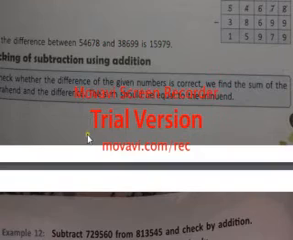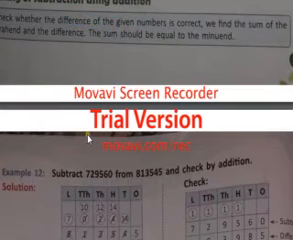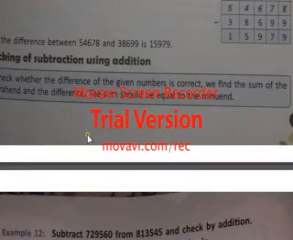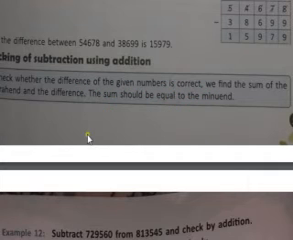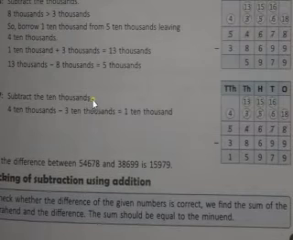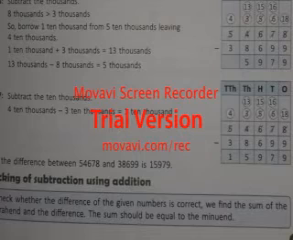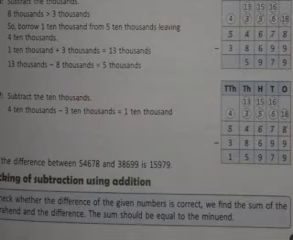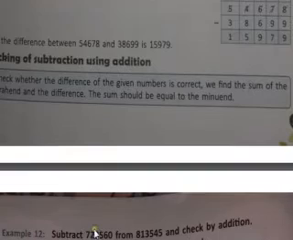Now here it is about checking the subtraction using addition. The subtraction which we had made, we can check again, whether it is right or wrong, by using addition. How will we know? Simply add the subtrahend and the result, the difference. When you add these two, you will get the minuend. If you get the minuend, then it is right. If you are not getting the minuend, then it is wrong. You can see it has been written here.